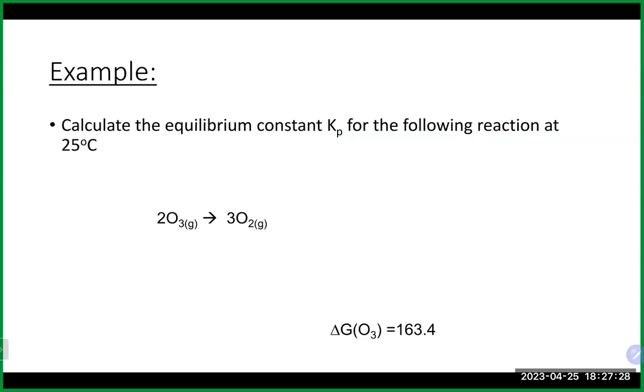All right, so why don't you give this a go. Calculate the equilibrium constant for the following reaction at 25 degrees: 2 O3 goes to 3 O2. I'm going to give you a delta G value of 0.2, that is 0 kilojoules. All right. Take a moment and calculate that. See what you come up with.